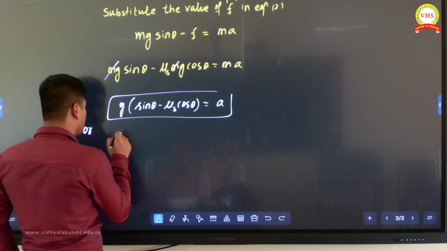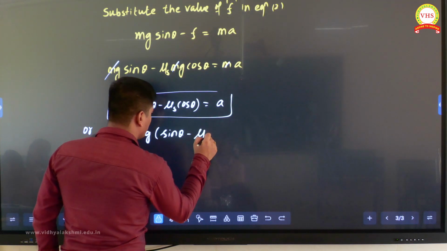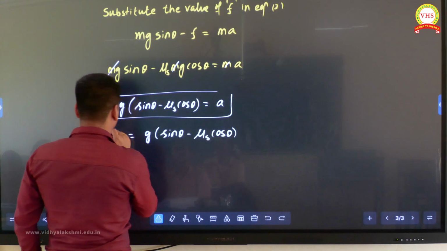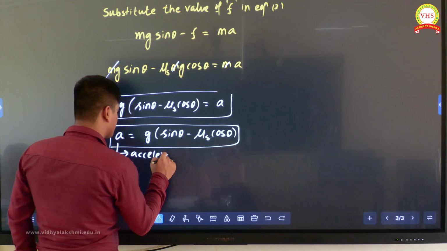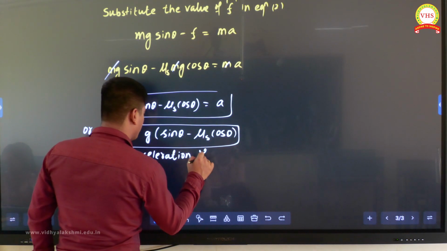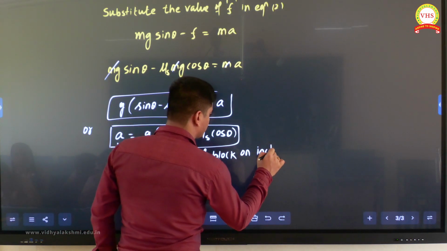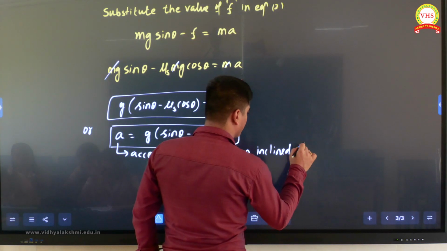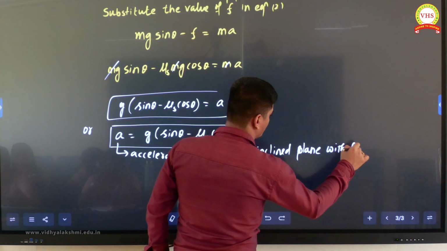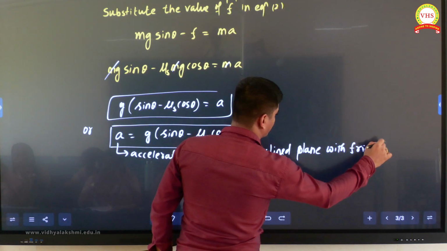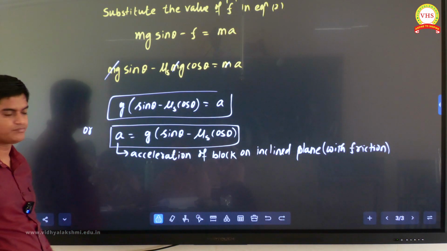Or you can write here A equal to g into sin theta minus mu s cos theta. Remember, when friction is there, then there is the acceleration of the block on an inclined plane with friction, on an inclined plane with a rough surface. This is the acceleration.